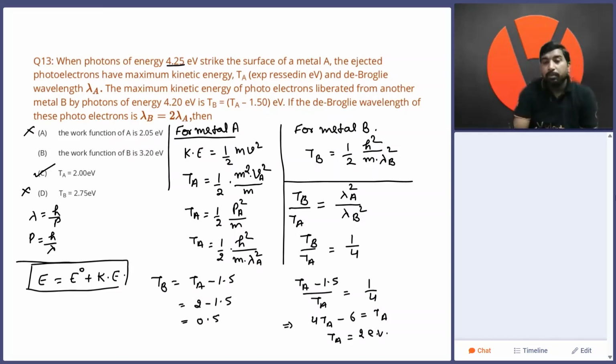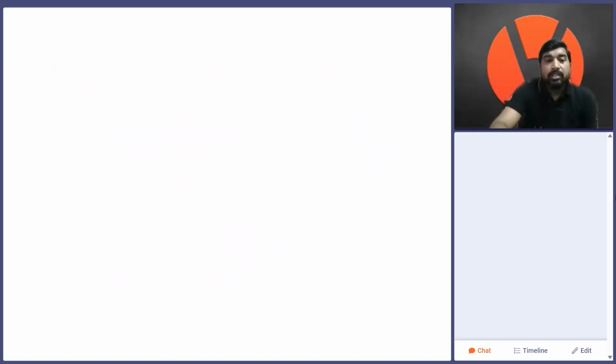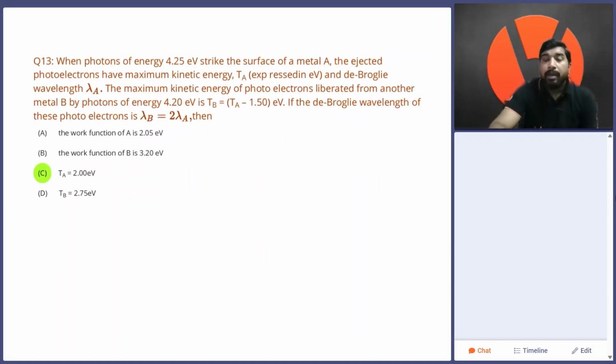Similarly, you can calculate for B, you will get the answer. B is also the wrong statement. From here we can say only option C is the right option. Okay, hopefully you understand this question. Now we're going to cross check. Yes, definitely C is the right answer.